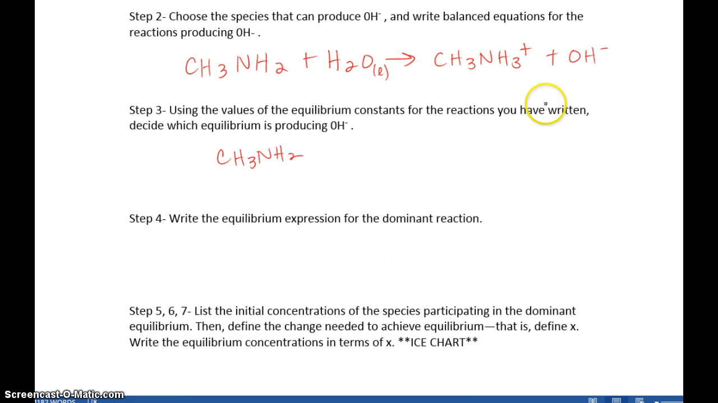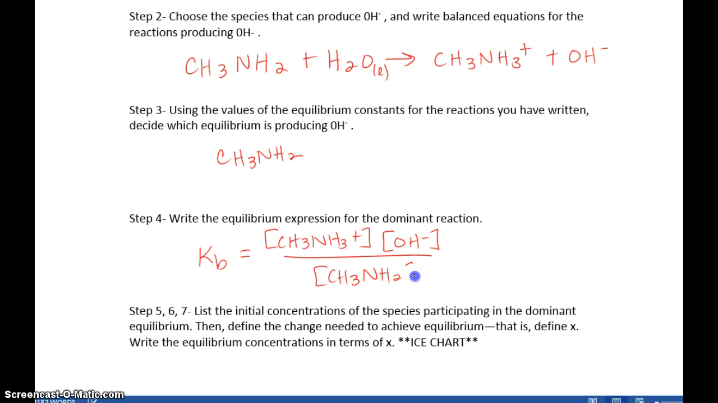So if we look at our reaction up here, we're going to write now what's referred to as a Kb, because it's a base. And we're going to write our products, CH3NH3 plus, OH minus, over, and this is really important, CH3NH2. We don't include water, okay? So never include water, because water is a liquid, and liquids, remember, cannot have a difference in concentration, and so we're not going to put water ever in our expression.